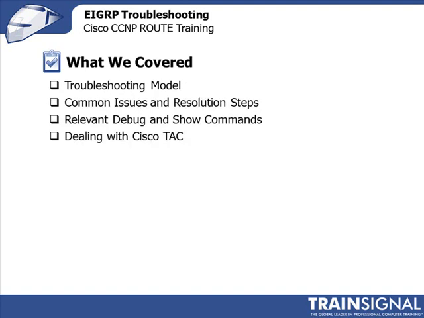So what have we covered? We covered the troubleshooting model, ways to be able to isolate and look at problems in a way that makes things simpler and more streamlined. Common EIGRP issues and resolution steps. Relevant debug and show commands, and we actually went into the devices to do that. And finally, dealing with Cisco TAC.